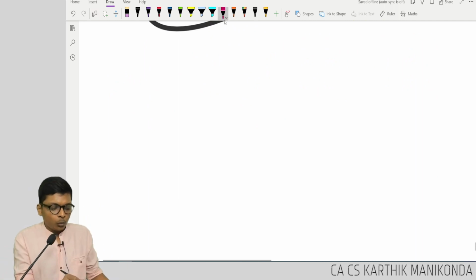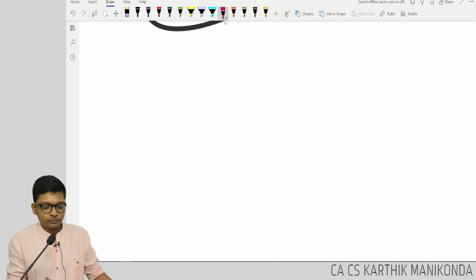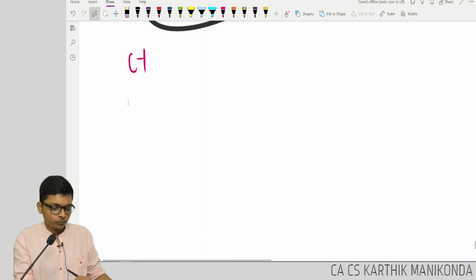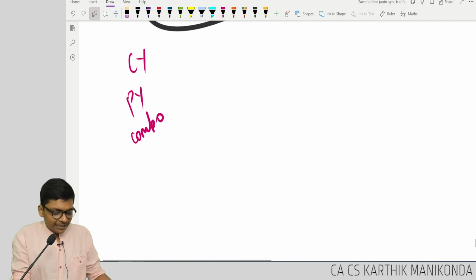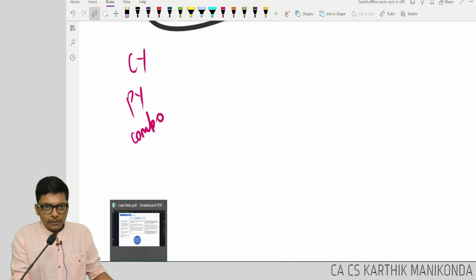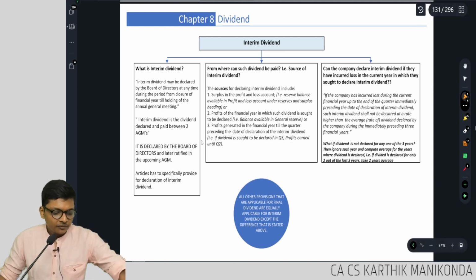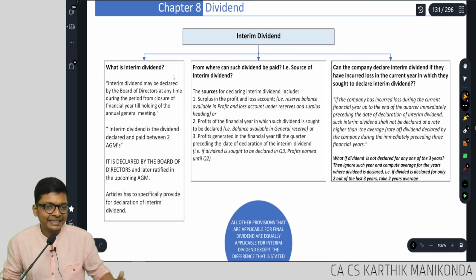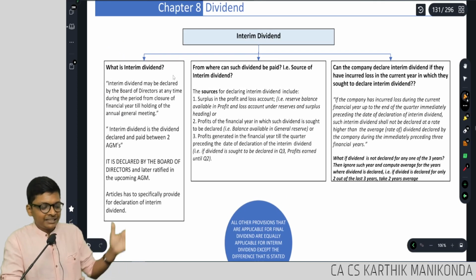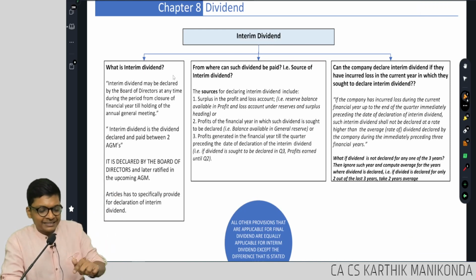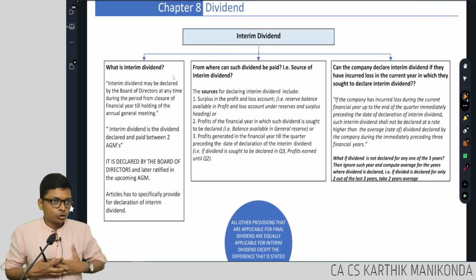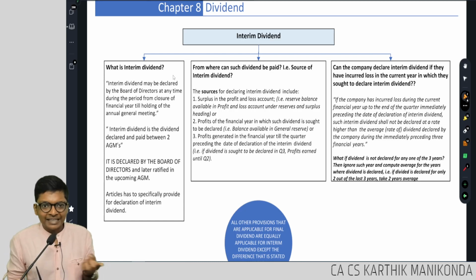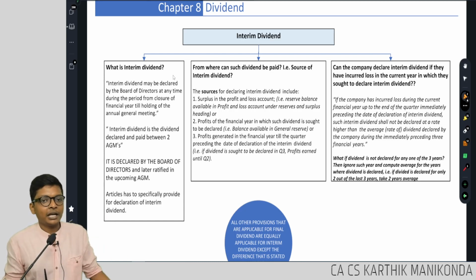Follow. What is the source of declaring dividend? Current year, previous year, combination of both, and money guaranteed by central or state government. So in this page, we have a concept called interim dividend. Everything is same except what we are going to see now. So whatever I am going to teach now is only different from final dividend. Are you following, guys?